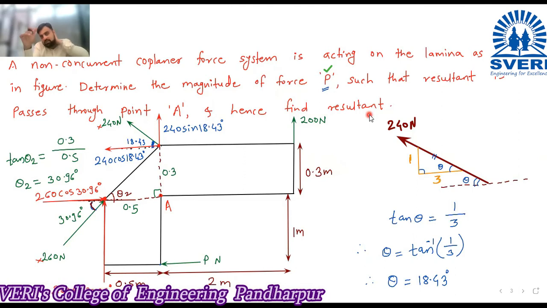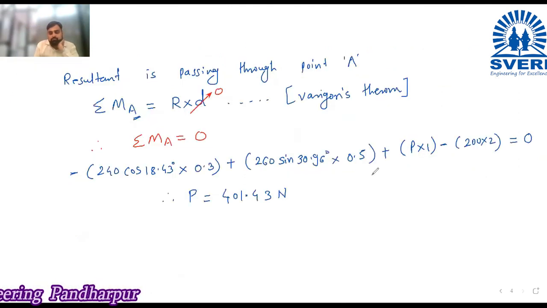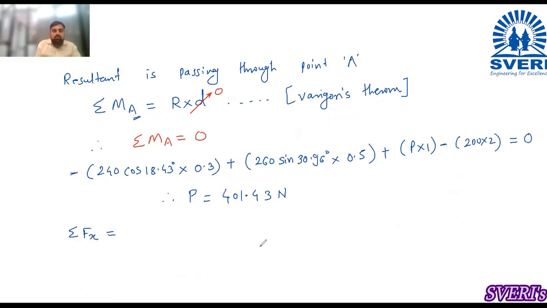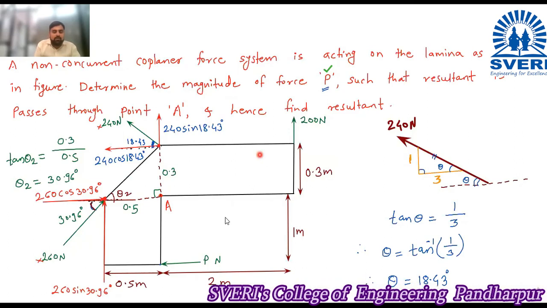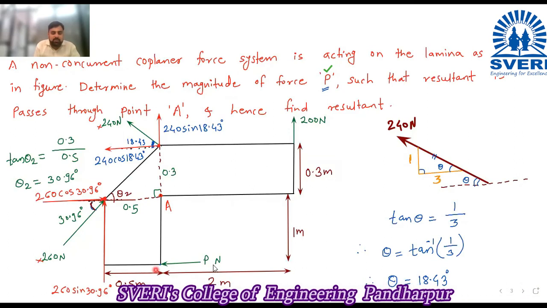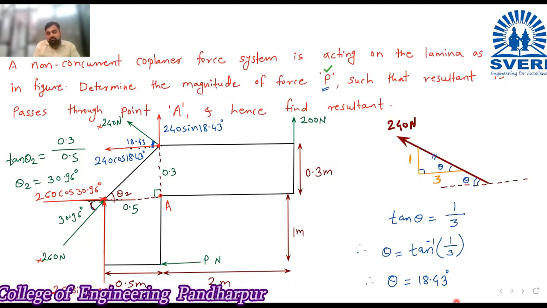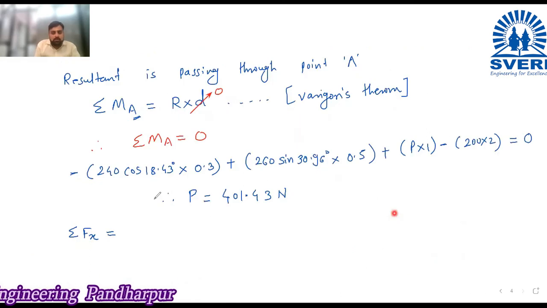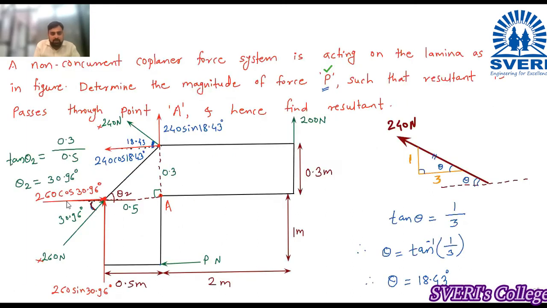So it is very simple now. First of all, calculate summation fx. So here I will write summation fx is equal to. If the force is moving towards right, then we will consider it as positive. If it is moving towards left, then it is negative. So here it is minus P. It is moving towards left. This is horizontal force. So minus P. So it is minus 401.43.